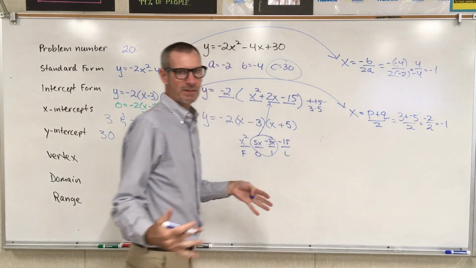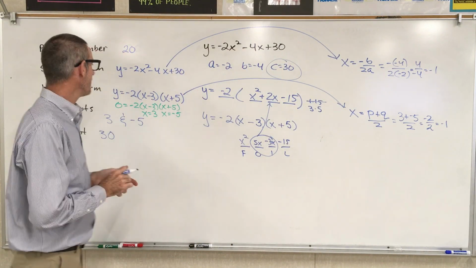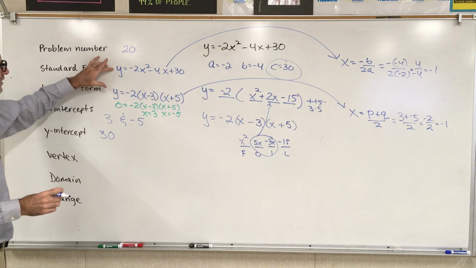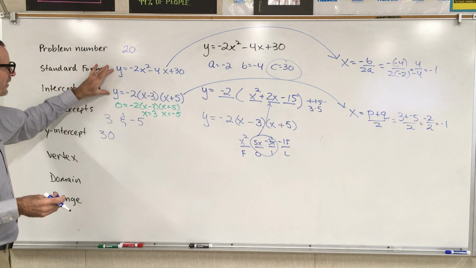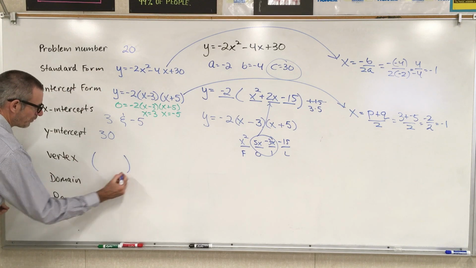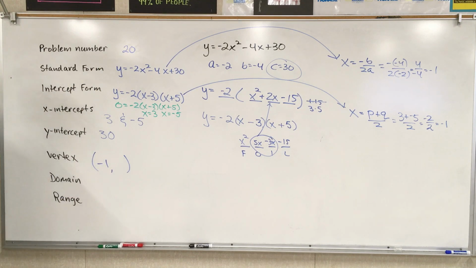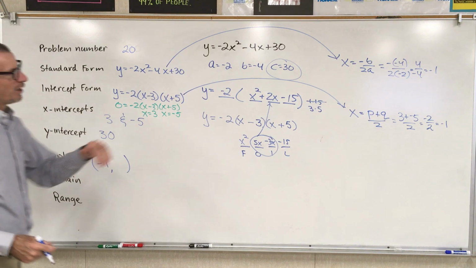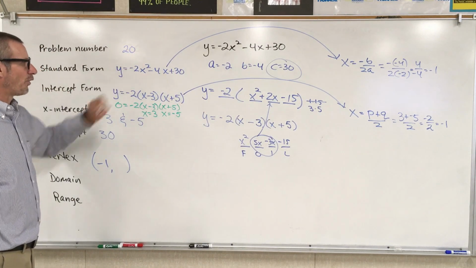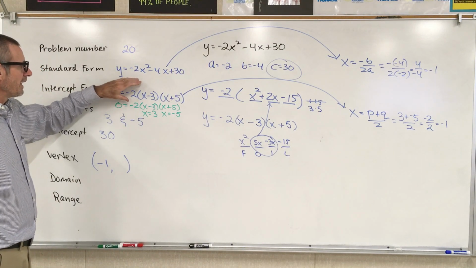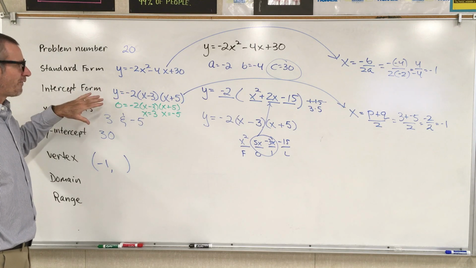And as you would suspect, that also comes out to negative 1 because both of these functions will give us the exact same graph. So they'll have the exact same vertex, and our vertex will have an x-coordinate of negative 1. Now, to find the y-coordinate of the vertex, we just have to take our negative 1 and either plug it back into standard form or plug it back into intercept form.